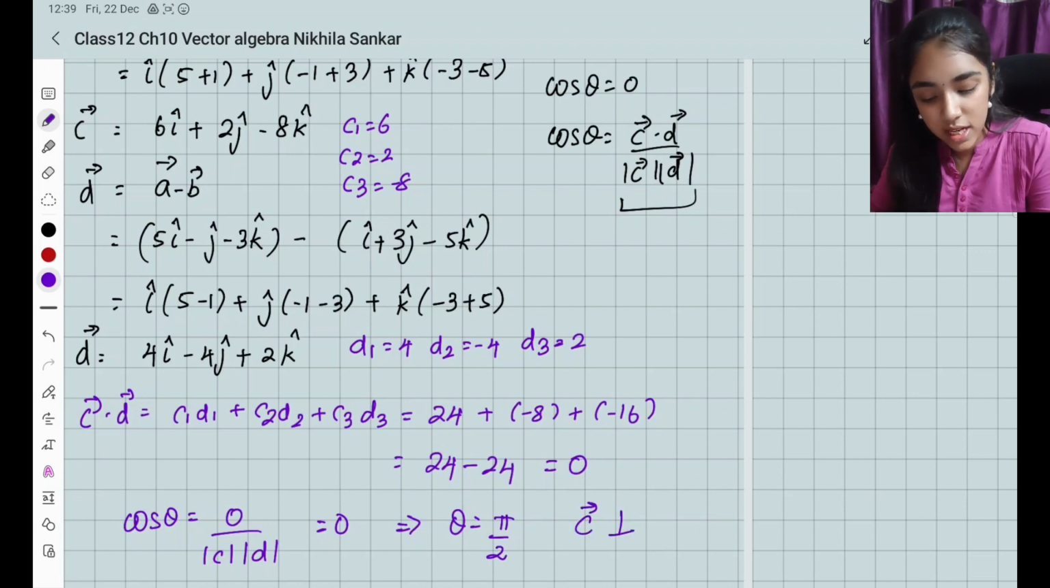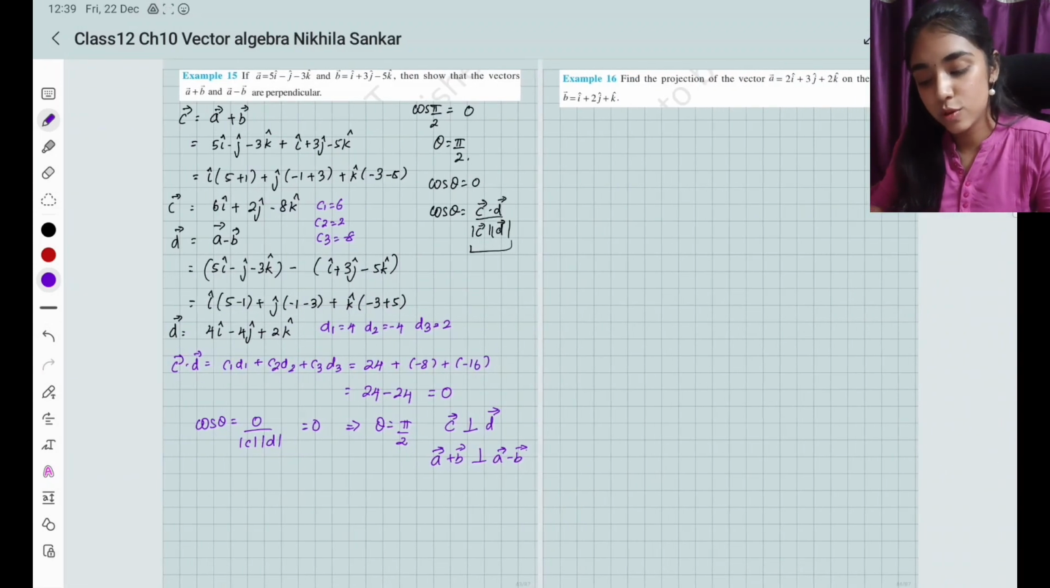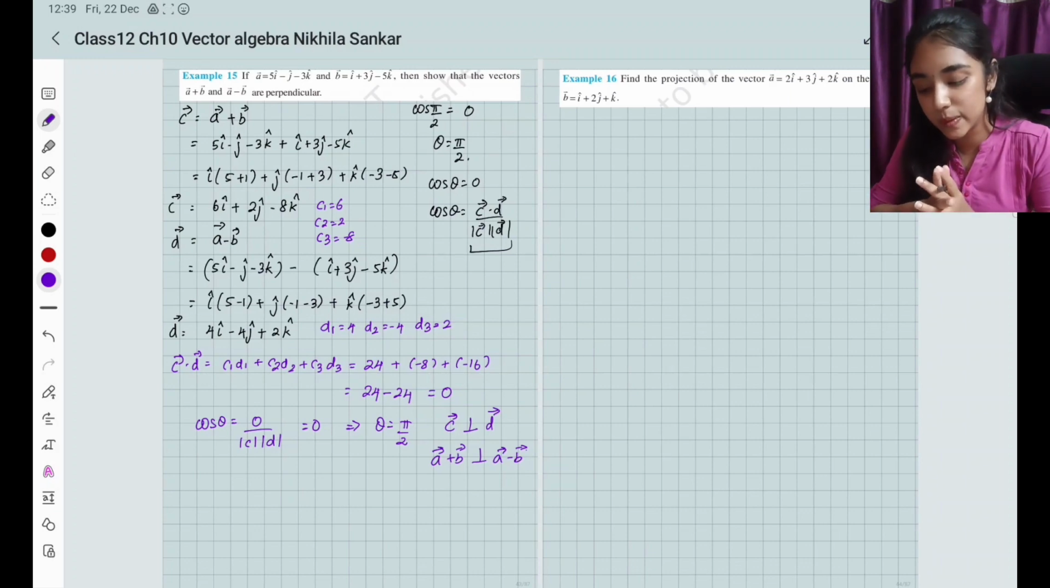So C vector is perpendicular to D vector, which means நம்ம questionல என்ன கொடுத்திருக்கான்? A plus B vector is perpendicular to A minus B vector. Okay? புரிஞ்சுதா? This is how you prove. Dot product வச்சு தான் நம்ம angles கண்டுபிடிக்க போறோம். Okay? Very simple. Please copy.